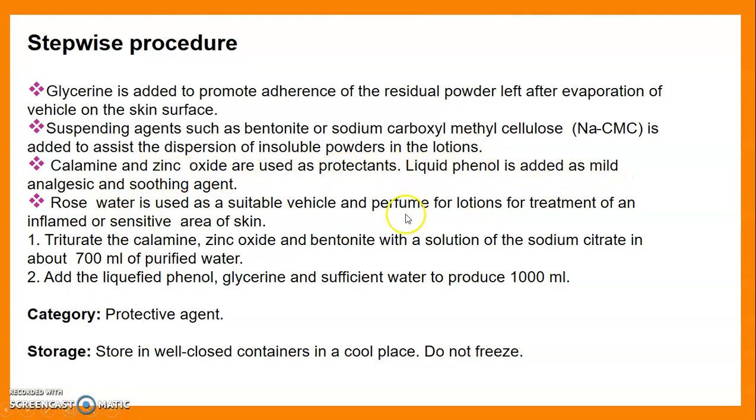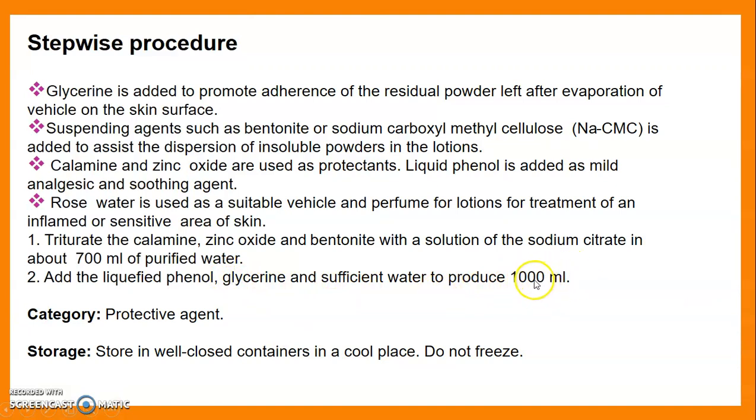Liquid phenol is added as a mild analgesic or soothing agent. Rose water is used as a suitable vehicle and perfume for the lotion for the treatment of an inflamed or sensitive area of the skin. First of all, triturate the calamine, zinc oxide and bentonite with the solution of sodium citrate in about 700 ml of the 1000 ml of purified water. After that, add liquefied phenol, glycerin and sufficient water to produce the 1000 ml.